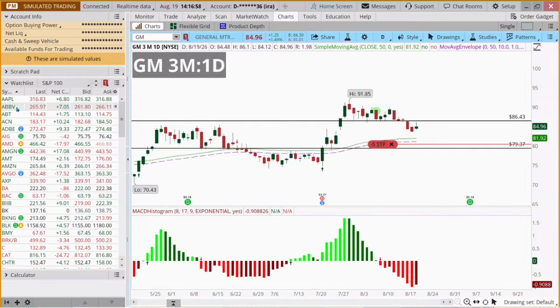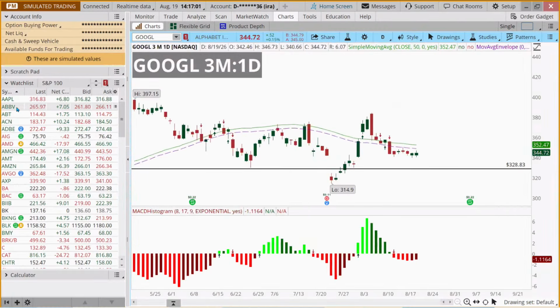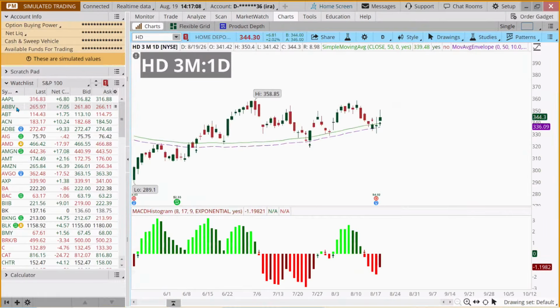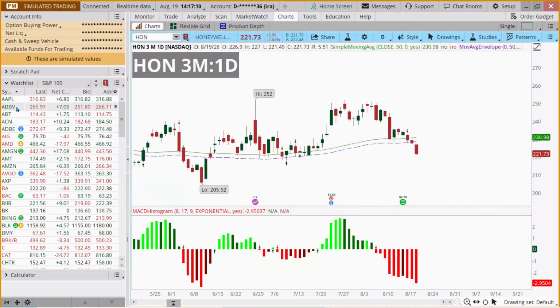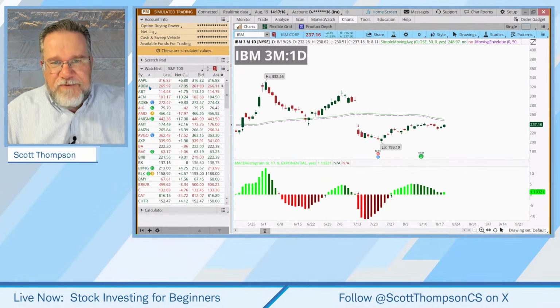GM. MACD's red. We're done. Google. MACD's red. We're done. Google, the other one. MACD's red. We're done. GS. Price is below the moving average. Done. Home Depot. MACD's red. We're done. Honeywell. MACD's red. We're done.